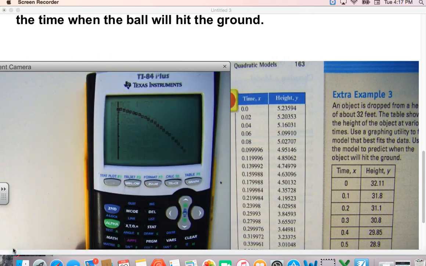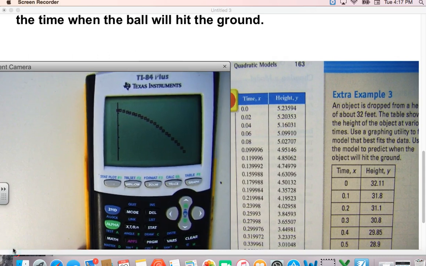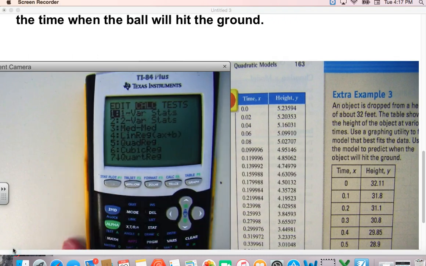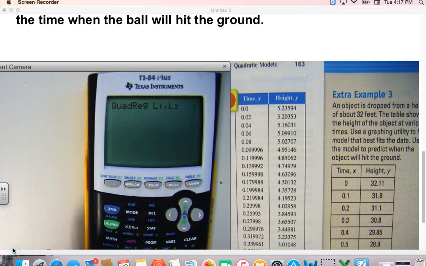So go to your graph, hit zoom 9, and you can see this shape. It looks like a part of a parabola, a quadratic. So we look like we have a quadratic function. To calculate the model, we're going to go to Stat, Calculate, and pick Quadratic Regression. Make sure your L1, L2, all that stuff is right. Enter it in, and now we get this as our model.